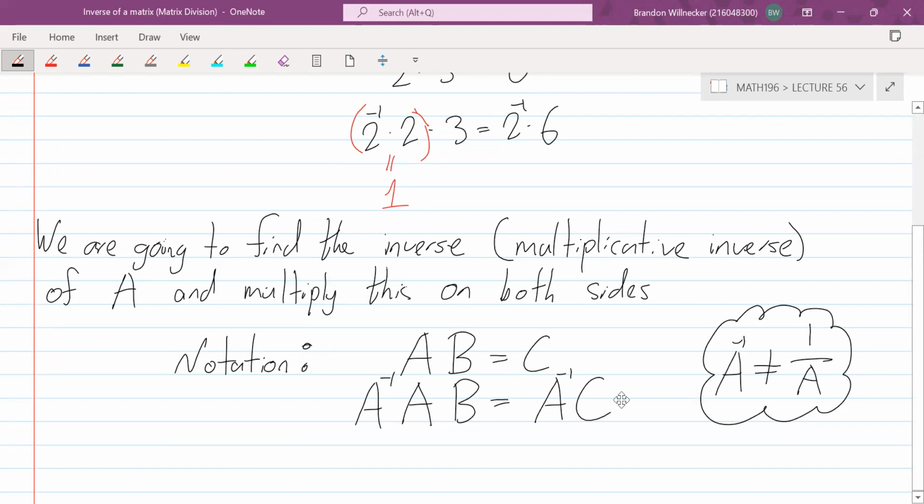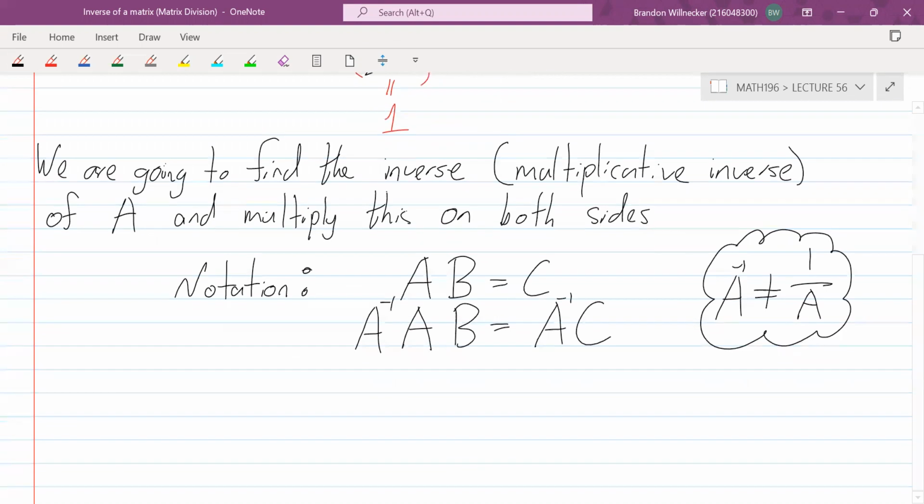And now we get the very similar thing to before. So 2 inverse times 2 is 1. So A inverse times A is going to be the identity matrix. Okay, so the identity matrix, remember we discussed this last time, it acts as like the 1 with respect to multiplication. So A inverse times A, it's the identity. You can think of it like a 1 times B.